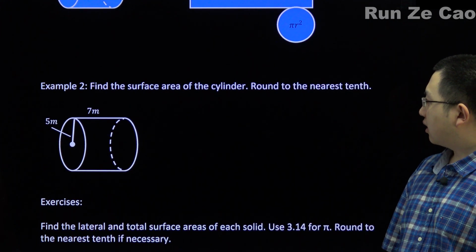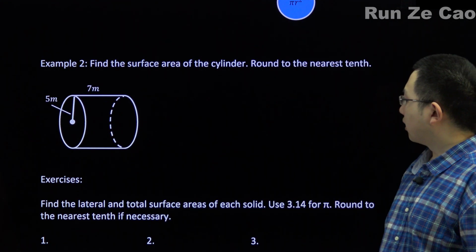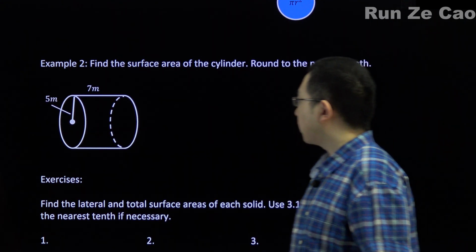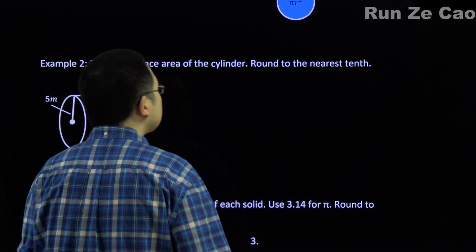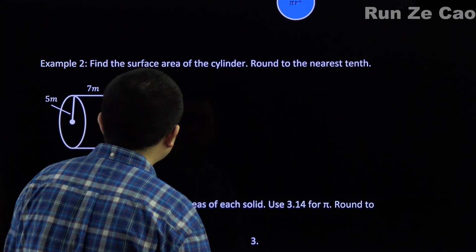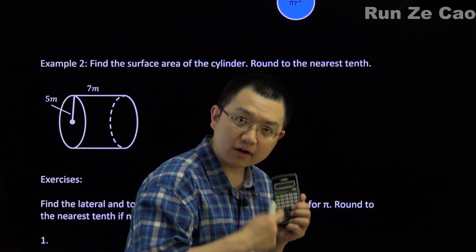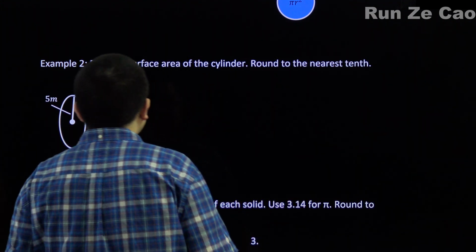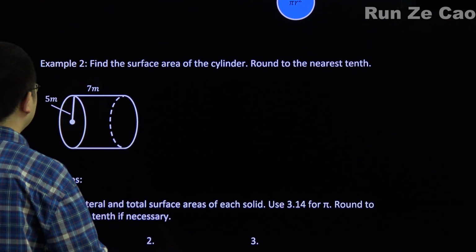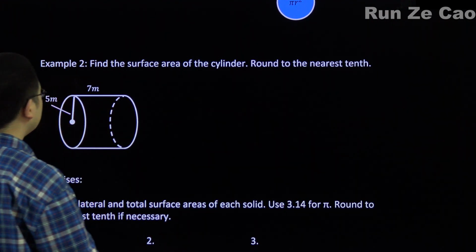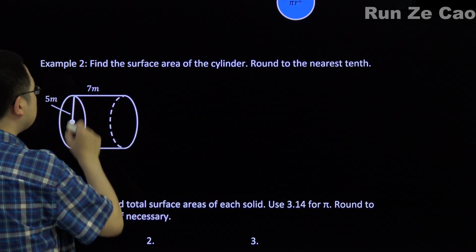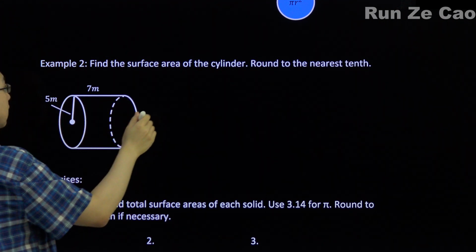So let's find the surface area of this cylinder. Round to the nearest tenth. It doesn't tell us to use 3.14 for pi. That's convenient. That means we can use the pi button on our calculators. So, this is going to be 7 meters height and 5 meters radius.